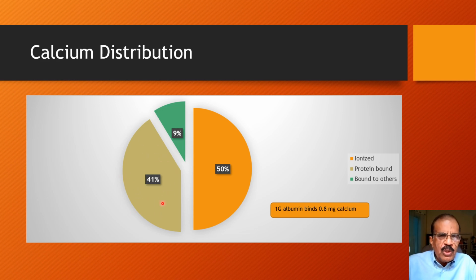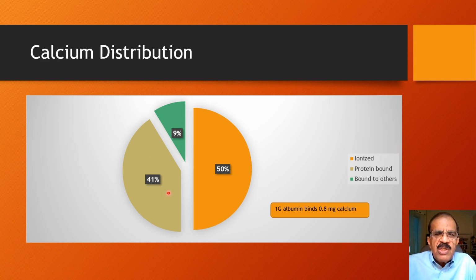This is not useless calcium. It is actually in equilibrium with the free calcium. So whenever the free calcium is reduced, the protein bound calcium is released. But as long as it is bound to the protein, it is metabolically not active. Then some calcium is bound to other proteins.